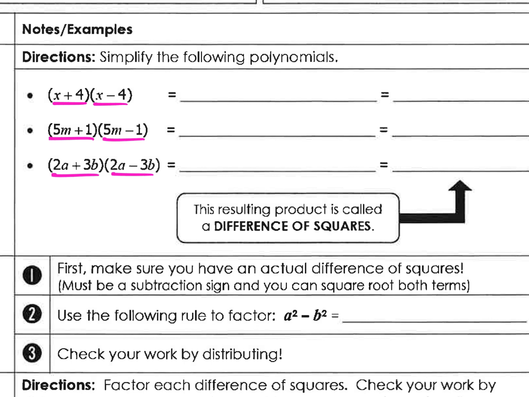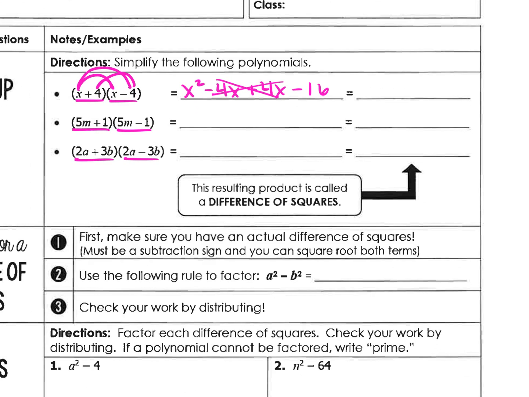Thank you. So if we were to FOIL this right now, we would go x squared minus 4x plus 4x minus 16. And look at what happens. A negative 4x plus 4x is 0, so it's just x squared minus 16. Okay? You FOIL the next two, and we'll take a look at what seems to happen.